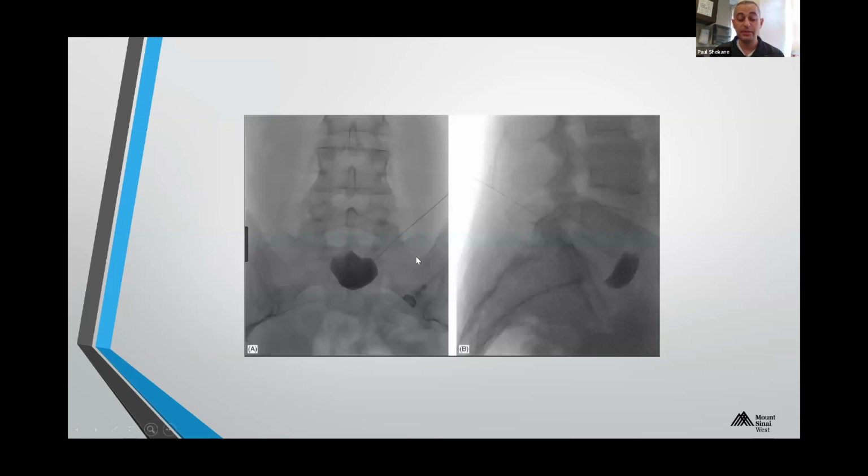This block can be performed with X-ray guidance, where a needle is introduced just lateral to the L5 vertebral body, just anterior to the lip of the vertebral body, where contrast can be given to ensure that the hypogastric plexus will be coated with medicine.